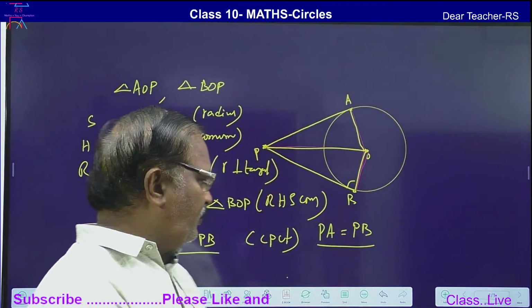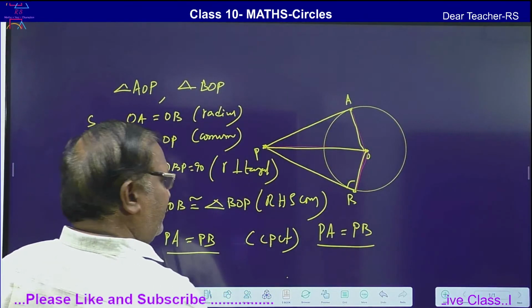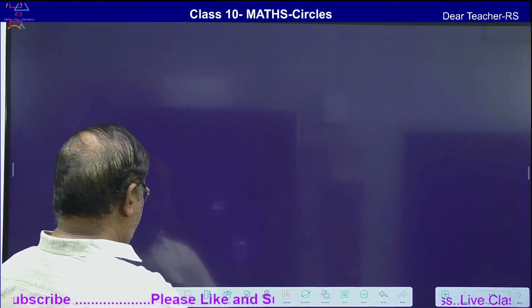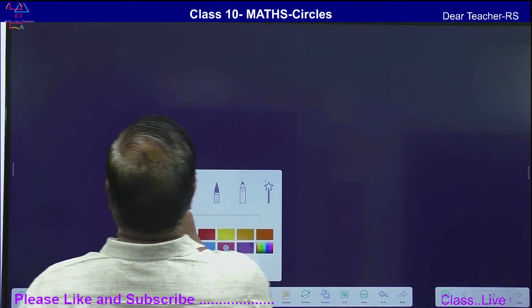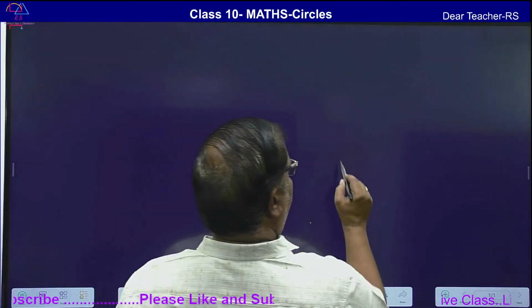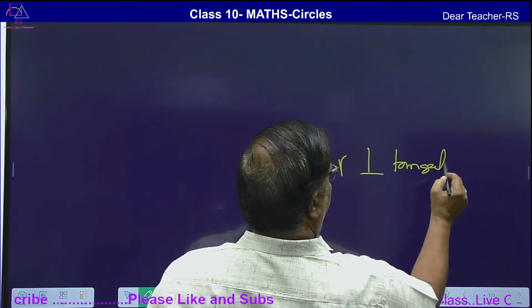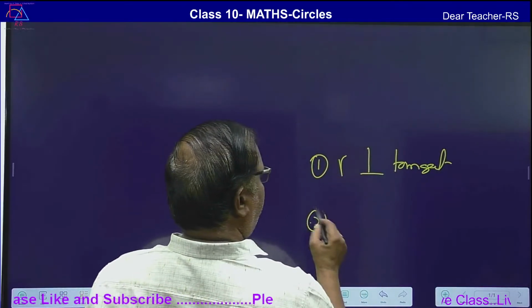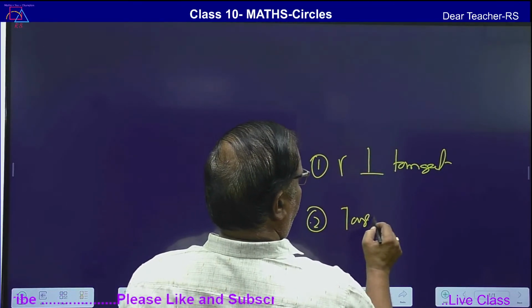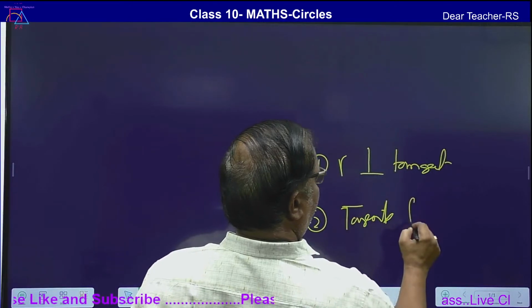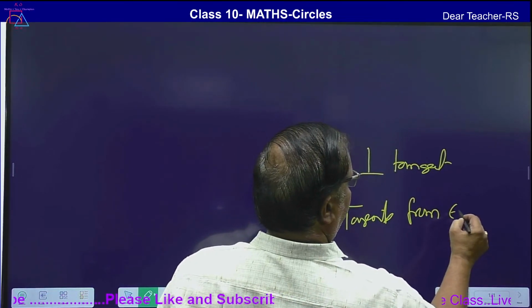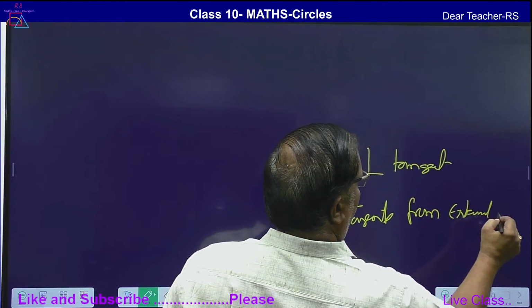Let me revise both the theorems again. First theorem is always: the radius is perpendicular to the tangent. This is the first theorem. And the second theorem is: tangents from an external point are equal.